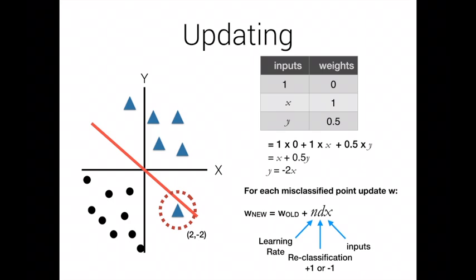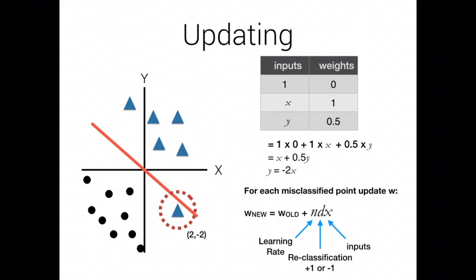So if we take our misplaced triangle, we can update the weights in order to change the line so it better reflects this data and hopefully pushes the triangle above the line where it belongs. The way we do this is using this formula, where we take the old weights and add to them the learning rate multiplied by a reclassification multiplied by the original input. Now the learning rate is the amount by which we want to modify our line in one single step. So we're going to update one step now.